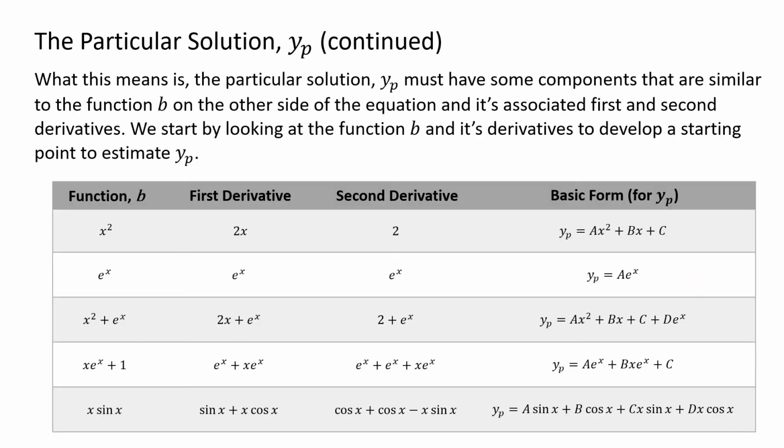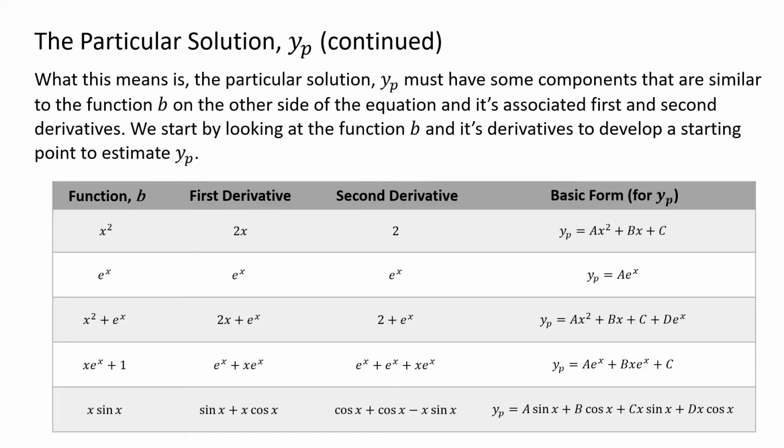So what I'm trying to tell you is that you start by looking at whatever the function b is, then you take its first derivative and its second derivative, and you look at all the different combinations of functions there. And for every one of those functions, you have to include it in your particular solution. So let's look at the first example here.